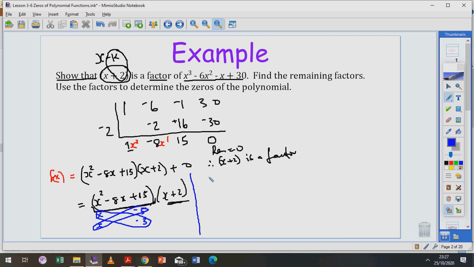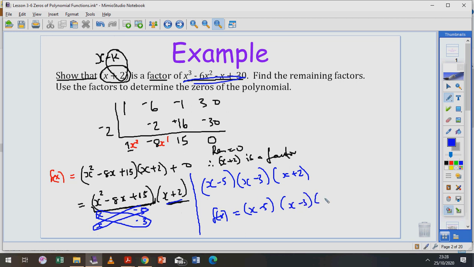So my factors there are x minus 5 and x minus 3, and remember a factor which was already there was x plus 2. So my polynomial f of x, which was all of this, has been simplified to x minus 5, x minus 3, and x plus 2. So those are the factors.